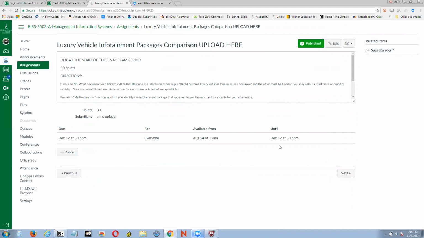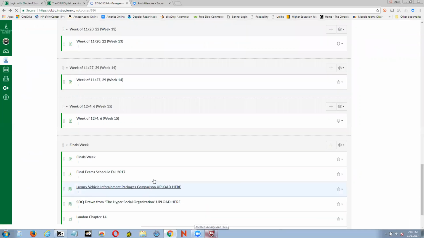So this first one is due at the start of the final exam period, and note this: if you've had a class with me before, I'll divide your final up into something that's due at the start and stuff that's due at the end. And the stuff due at the end are usually going to be quizzes, okay? Because we only have a limited amount of time.